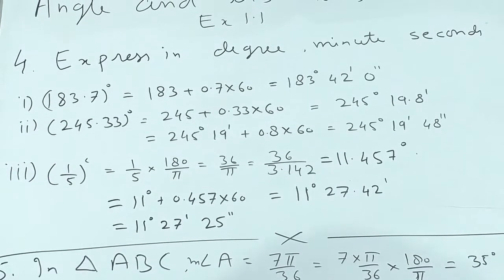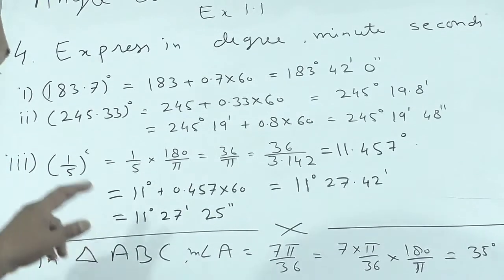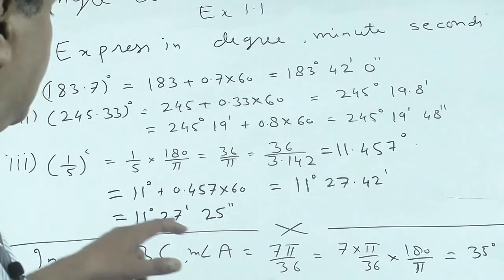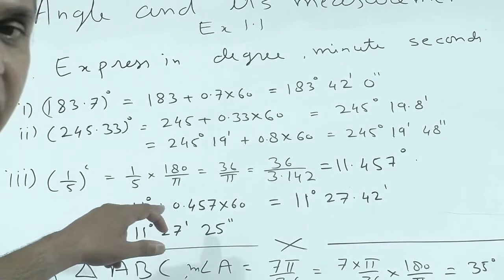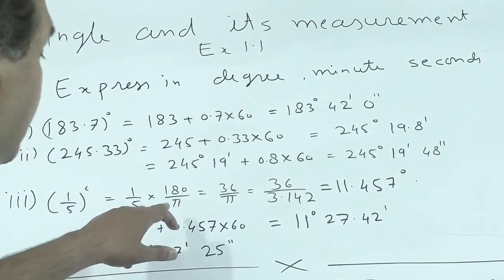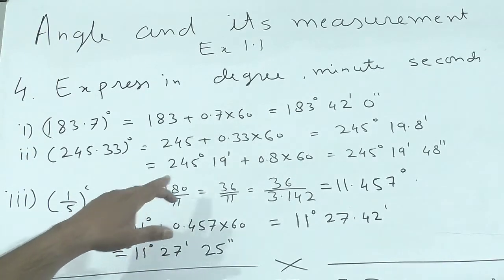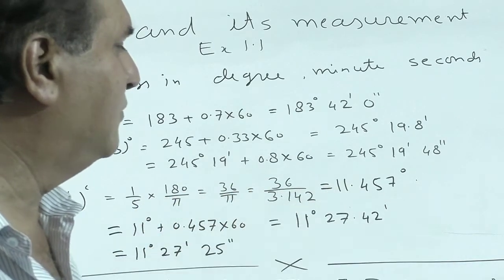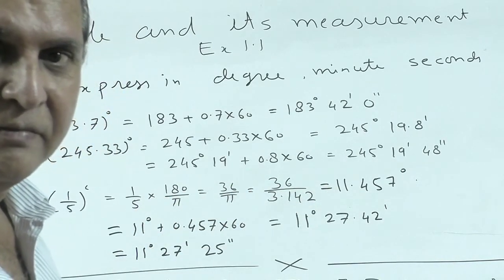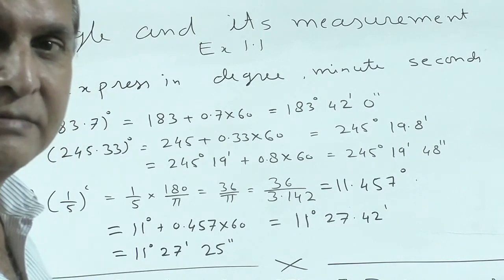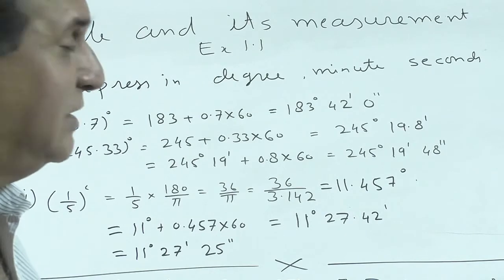This 1/5 radian sum is given. Radian mostly may not come in the exam, because first we will convert 1/5 to degree: 1/5 into 180 by pi. So 36 by pi, if we divide, we get a fraction like this, 11.457 degree. Such a sum can come for maths practical. It may not come for exam, but you should know.